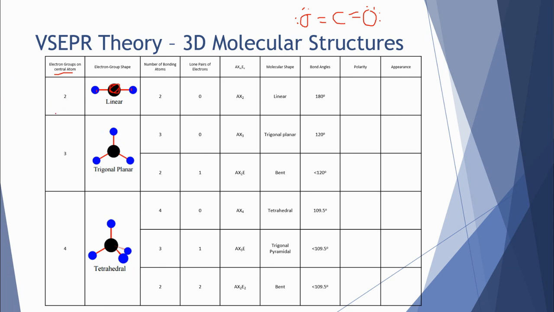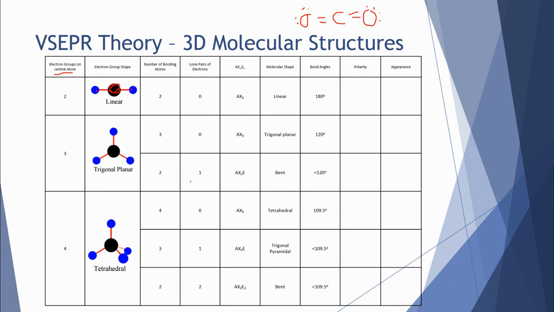Trigonal planar has 3 electron groups. So you can see it could have 3 bonding atoms and 0 lone pairs, or it could have 2 bonding atoms and 1 lone pair. If it has 3 bonding atoms and 0 lone pairs, then it is trigonal planar with an angle of 120. And if it has 2 bonding atoms and 1 lone pair, then it's bent with an angle of less than 120 because that lone pair of electrons is taking up more space, so it pushes that bond angle to make it smaller.